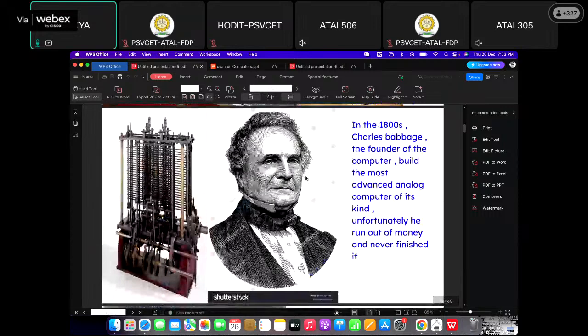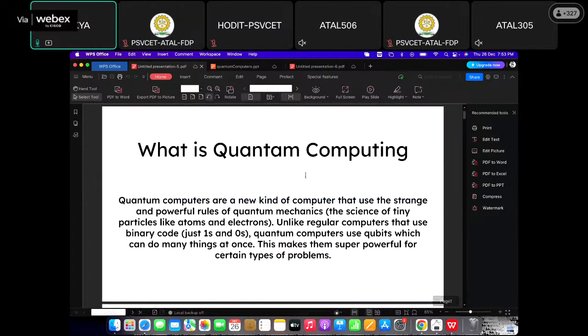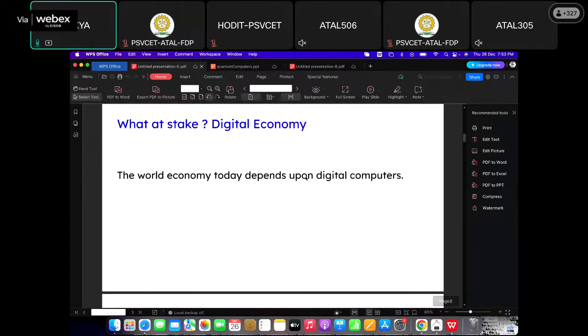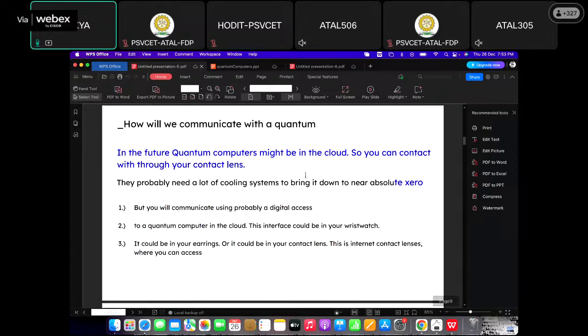So these are the analog computers I'm talking about. I'm talking about the past now. Analog computers and digital computers. Nowadays, our economy is totally reliant on digital computers.